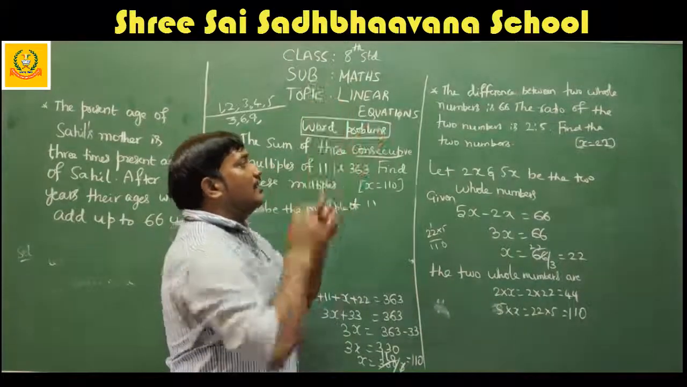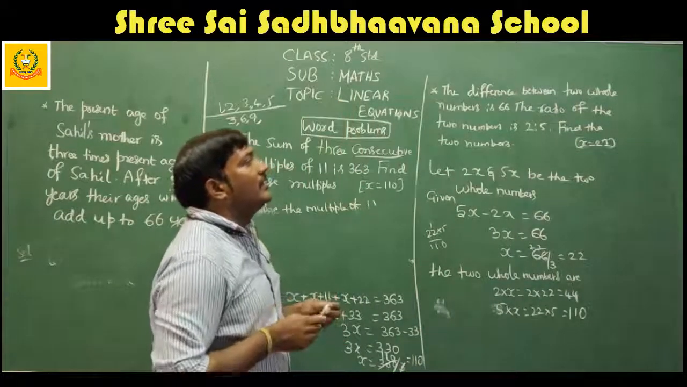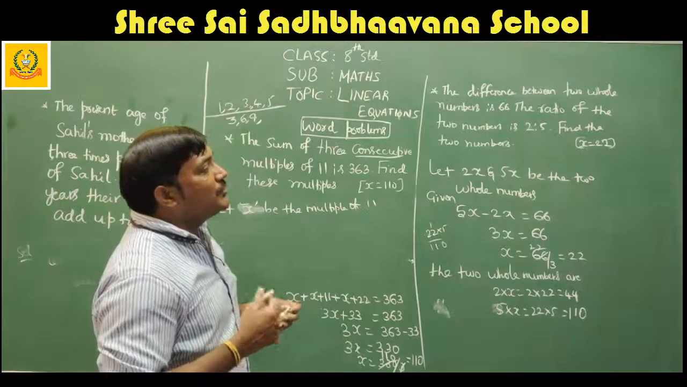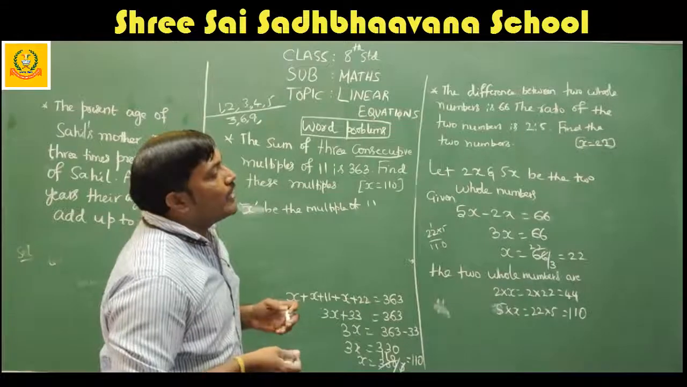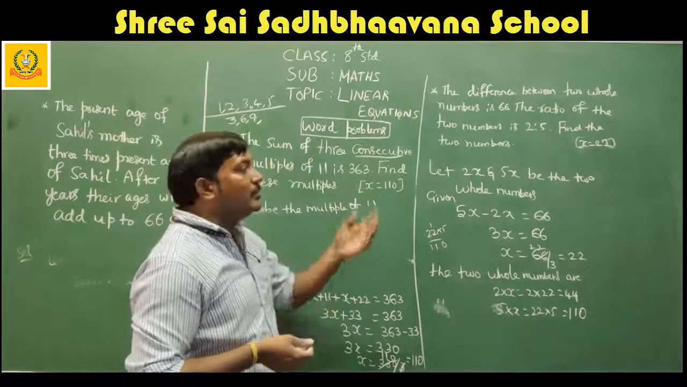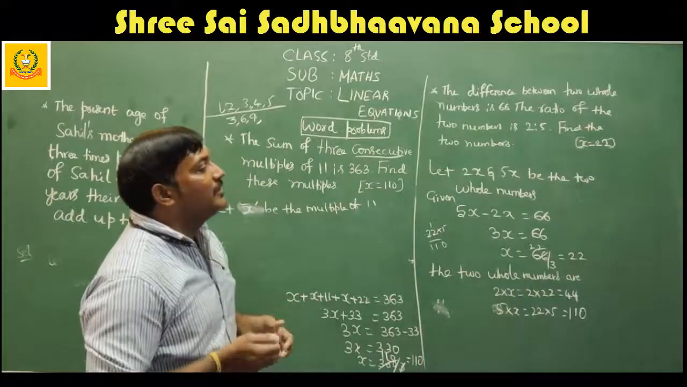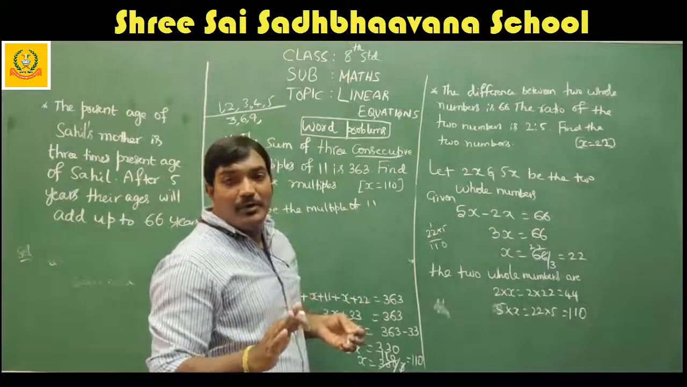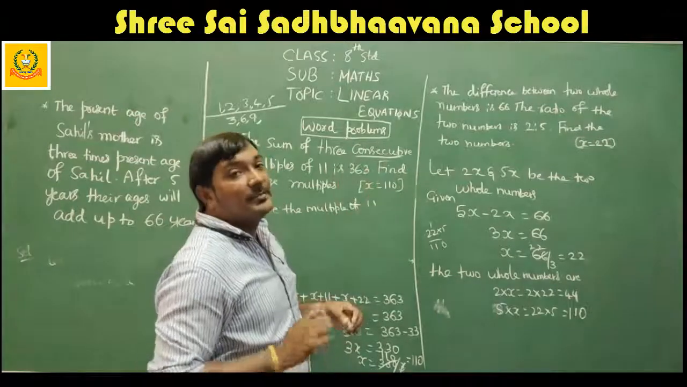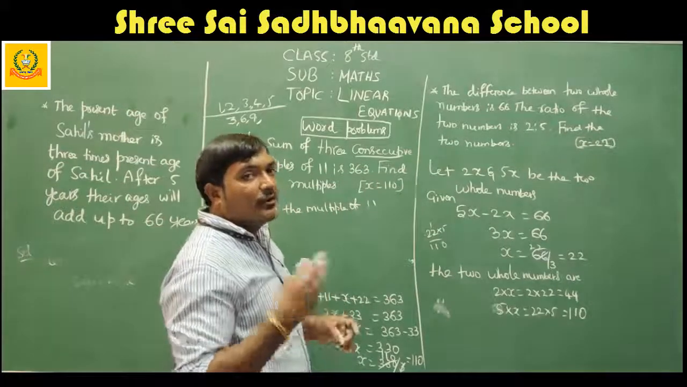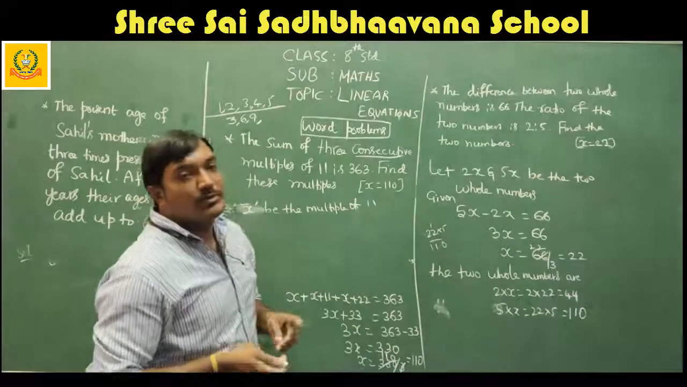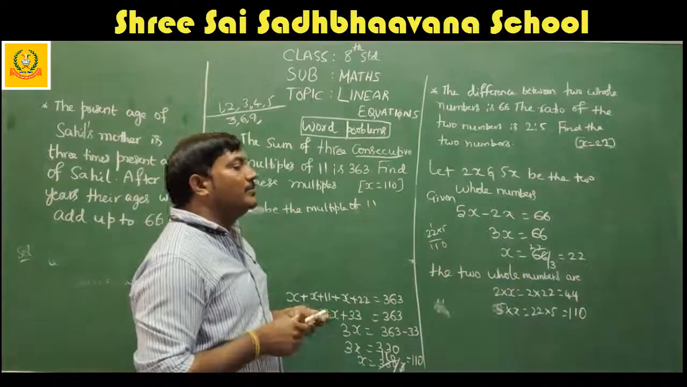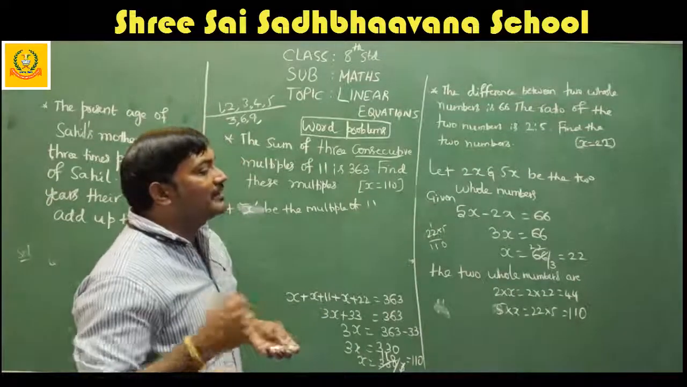Let me explain this sum once again. The difference between two numbers is 66. The ratio of two numbers is 2:5. Find the two numbers. So we assume 2x and 5x be the two whole numbers. Whenever they are given in a ratio, it is very simple: just multiply with x. If they give 2:5, take 2x and 5x. If they give 5:2, take 5x and 2x.